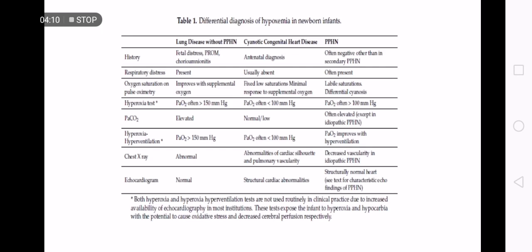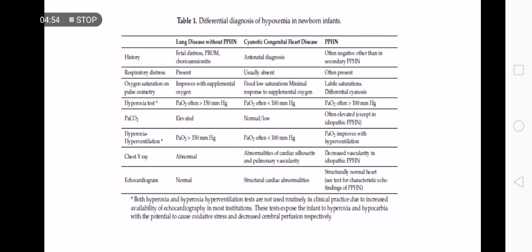With cyanotic congenital heart disease, we might have an antenatal diagnosis with fetal echocardiography, or respiratory distress. It is not always present in all cases of cyanotic congenital heart disease. Oxygen saturation on pulse oximetry is almost always decreased, with no or minimal improvement with oxygen supplementation. The hyperoxia test is negative. The baby is not responding to the hyperoxia test, and the partial oxygen pressure in the ABG is almost always below 100 millimeters mercury.